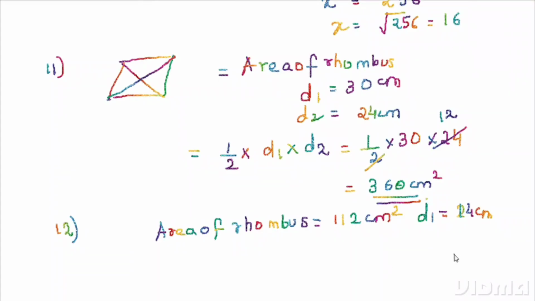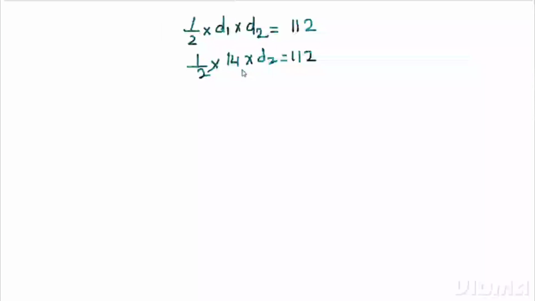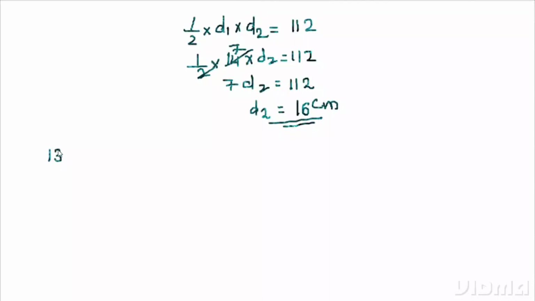So now again substituting the area of the rhombus, same formula. The area of the rhombus is half multiplied by D1 multiplied by D2, and that is given to me as 112. So D1 is 14 multiplied by D2, that is equal to 112. Now if I cancel, I get 7 D2 as 112. So what is giving me D2? D2 is 112 divided by 7, which is 16 centimeter. So this was the 12th question.